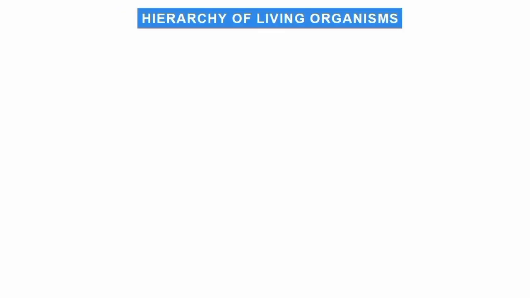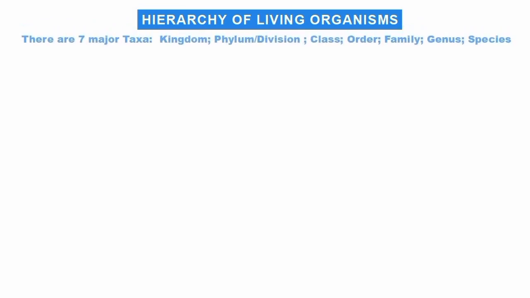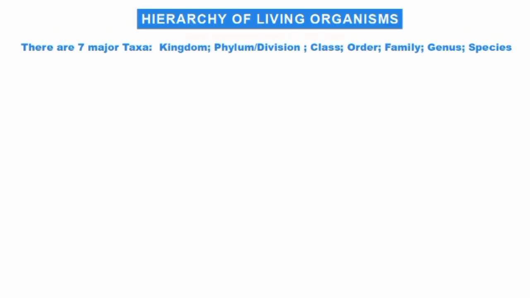Hierarchy of living organisms. There are seven major levels in the hierarchy of living organisms, or taxa. They are kingdom, phylum or division, class, order, family, genus, and species. Kingdom is the first one and species is the last one.